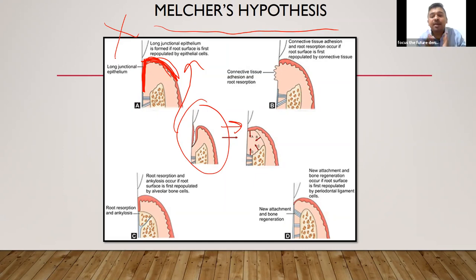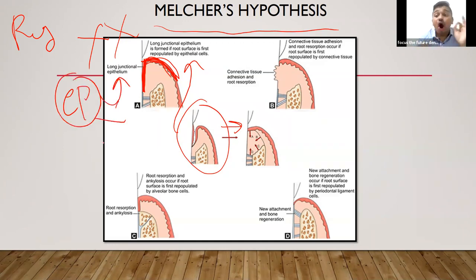So it's a temporary measure by your body to prevent root resorption. That is why your body emphasizes having a long junctional epithelium there. But for the concept of regeneration, it is bad. We don't want the epithelium to grow there. So the first thing we studied is your epithelium, which will result in formation of long junctional epithelium, and it is not ideal for regeneration.